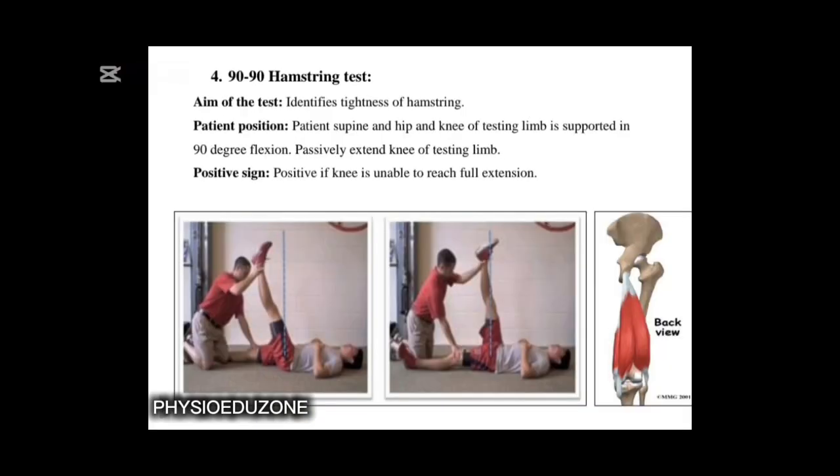4. 90 to 90 hamstring test. Aim of the test: identifies tightness of hamstring. Patient position: patient supine and hip and knee of the testing limb is supported in 90-degree flexion. Passively extend the knee of the testing limb. Positive sign: positive if the knee is unable to reach full extension.